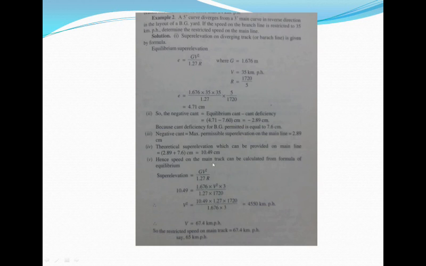So let us start with the problem itself. A 5-degree curve diverges from a 3-degree main curve in reverse direction in a layout of a broad gauge yard. If the speed on the branch line is restricted to 35 kmph, determine the restricted speed on the main line. It has been given. We have to determine the restricted speed on a main line.